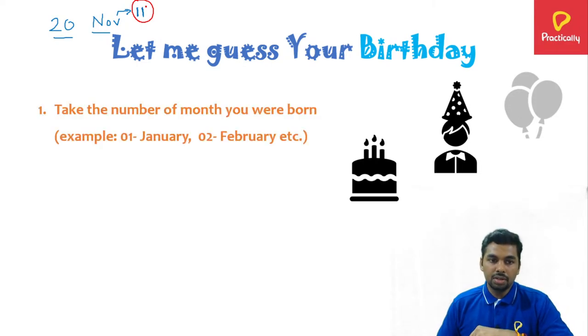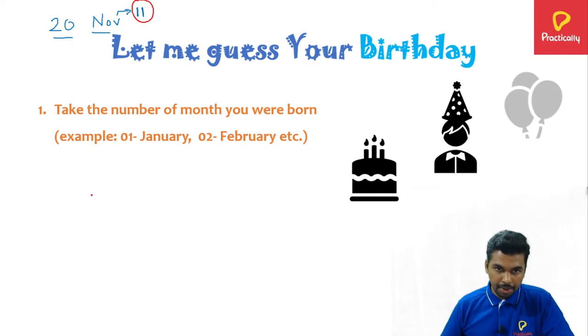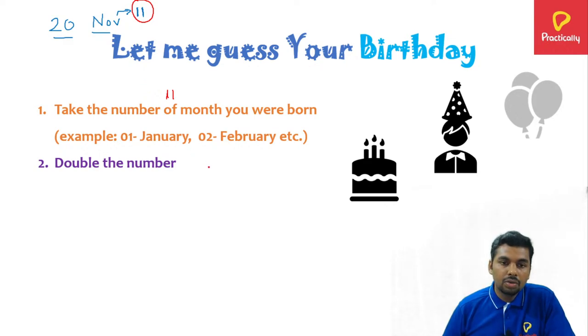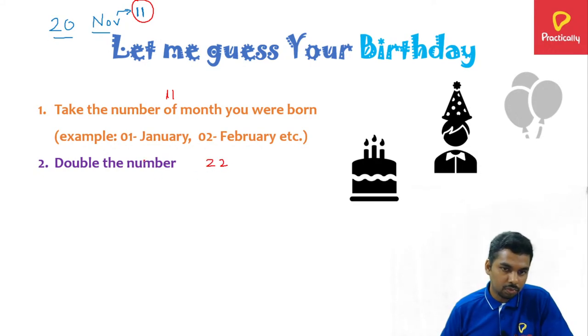The first operation that you have to do is take the month number. For example, I have chosen today's date only. So the month number is 11. Take the month number and write it down somewhere, or you can even calculate it in the mind. Now the second step is to multiply the month number by 2. Double meaning multiply by 2. So what is the double of 11? It is 22. All right, everybody on step 2.